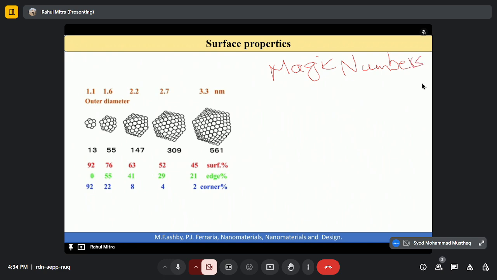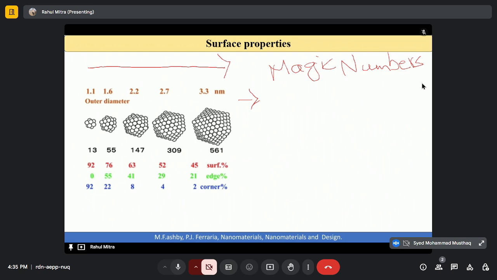The other term that was defined was the magic numbers. So how do you define the magic numbers? What are magic numbers? Let me give an example. Suppose these are the nanoparticles, and this is the increase in size of the nanoparticles. At first we have 13 atoms, then 55, then 147, then 309 and 561. So what is happening? Why do we call these numbers magic numbers?